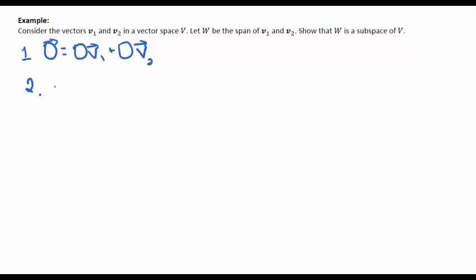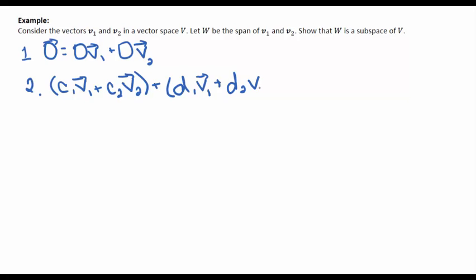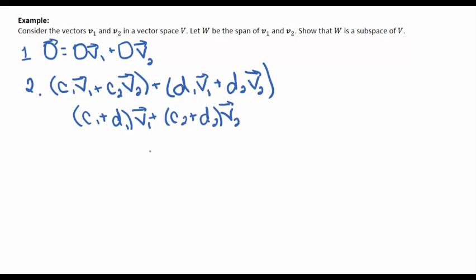The next thing is closure under addition. So let's take 2 vectors in there. The first one would look like c1 v1 plus c2 v2, since this is the span. The next one, d1 v1 plus d2 v2. We can regroup this and get c1 plus d1 times v1 plus c2 plus d2 times v2. And we can see that this is also in the span. So it's closed under addition.